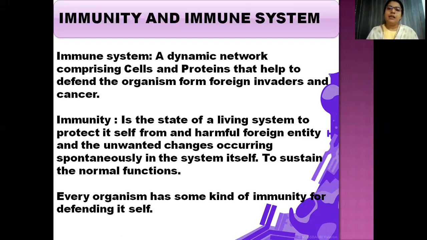Similarly, higher organisms like plants also have a certain kind of immunity, which is due to secondary metabolites like flavonoids, alkaloids, and phenolic compounds. These all provide immunity to the plant body. Similarly, in humans or vertebrates, we have T cells, B cells, macrophages, natural killer cells, eosinophils, and basophils. These all kinds of cells help to protect our system and provide immunity.